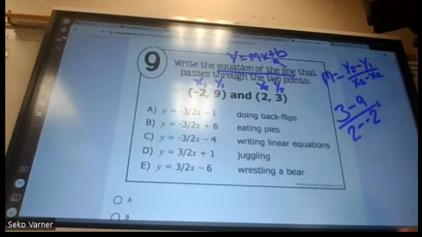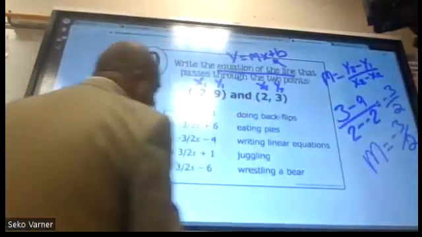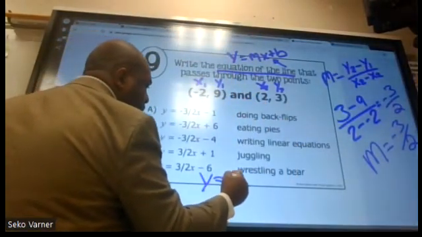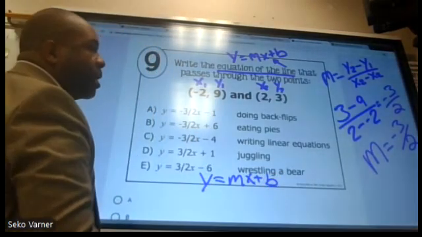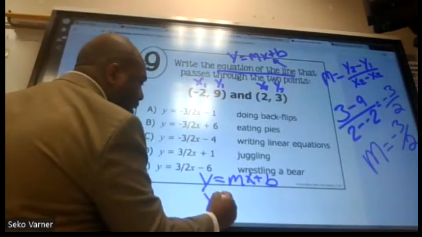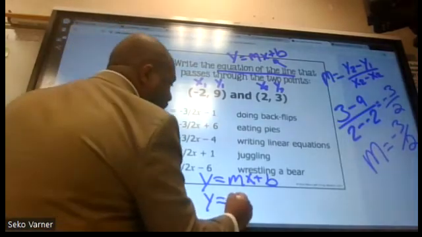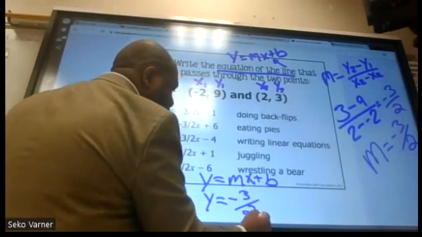You said -3 over 2? Okay, -3 over 2. So that's our m. M is -3 over 2. Okay, so I'm going to put down here y equals mx plus b. We know what our slope is, so y equals, our slope is -3 over 2.